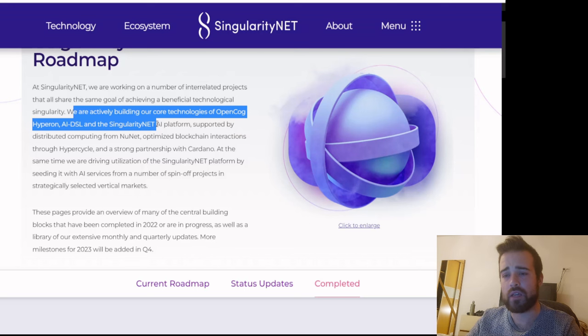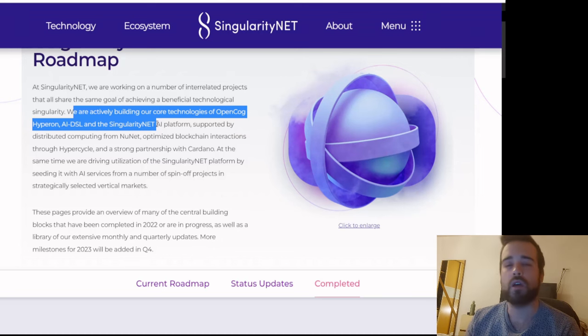OpenCog Hyperion is related to this general artificial intelligence that will be open source work from the people in the ecosystem, and that will consider the inputs from the services, the best ranked services in the Singularity Net AI platform. And then we also have AI-DSL. This is basically software that wants to take the services on the AI platform and use them with AI to create workflows of services. So imagine you want to get a more complex task done, and it's a task that cannot be done by a single service.